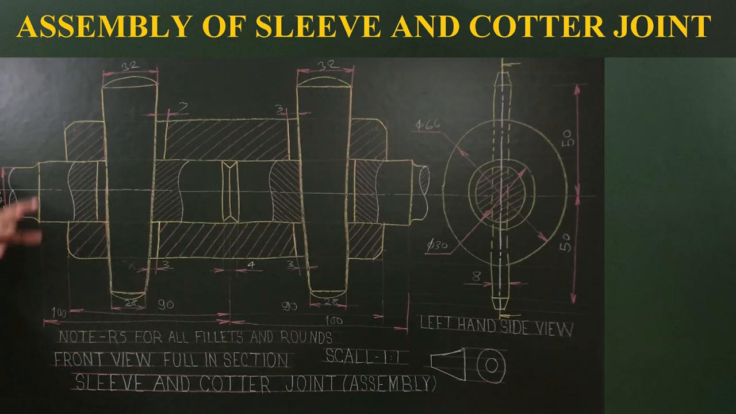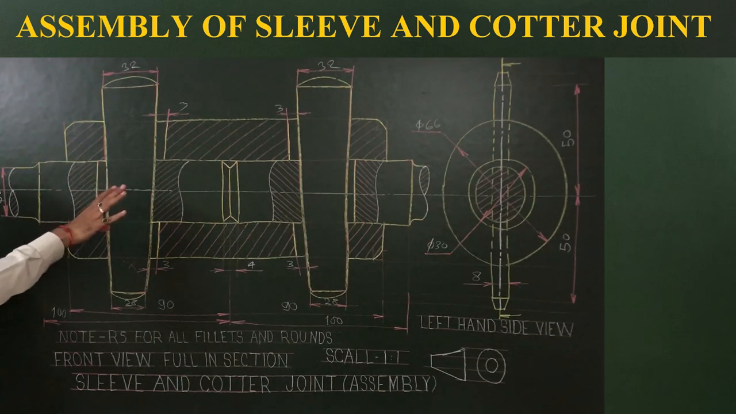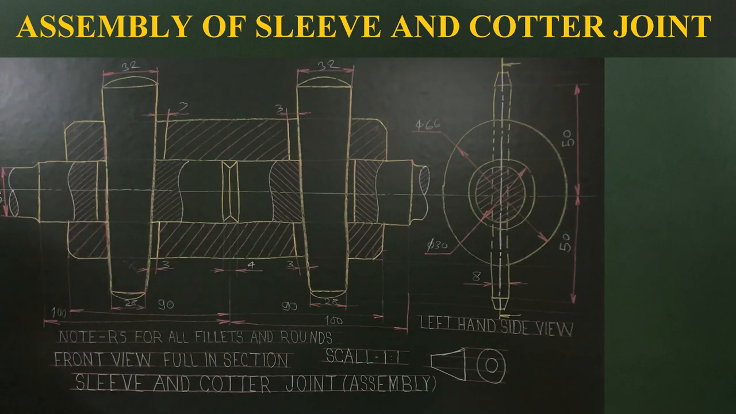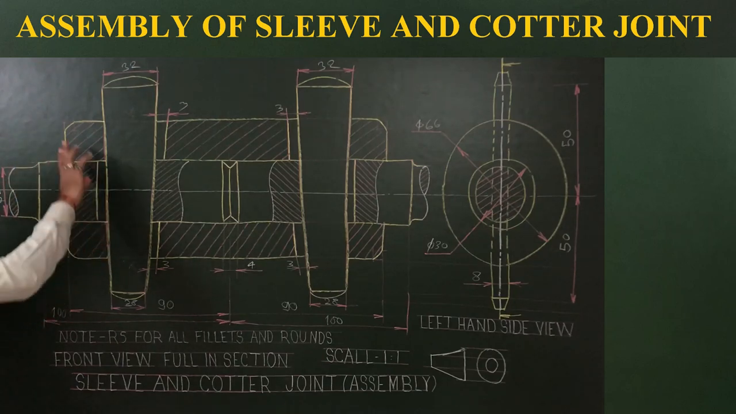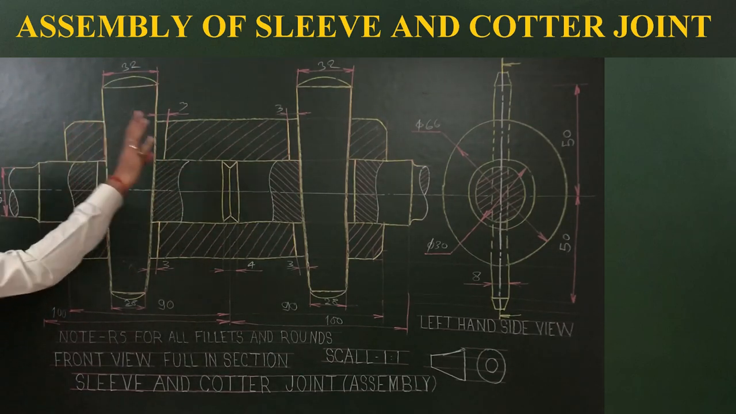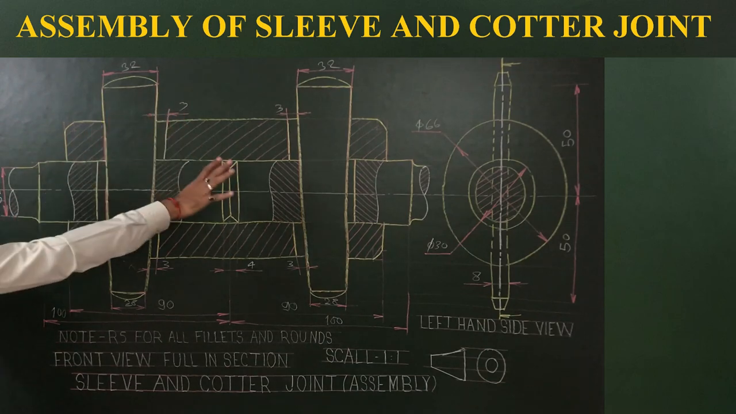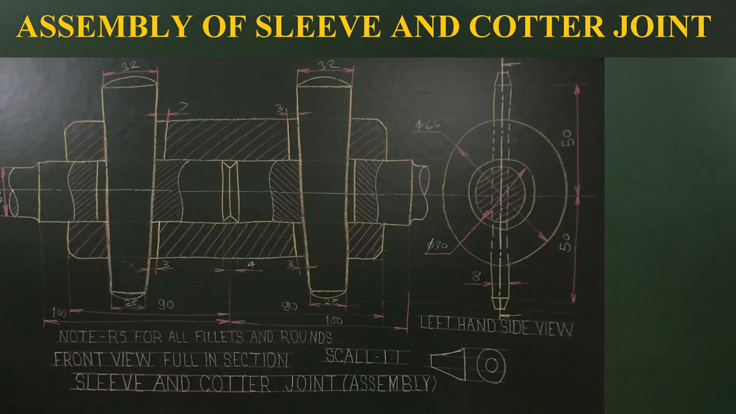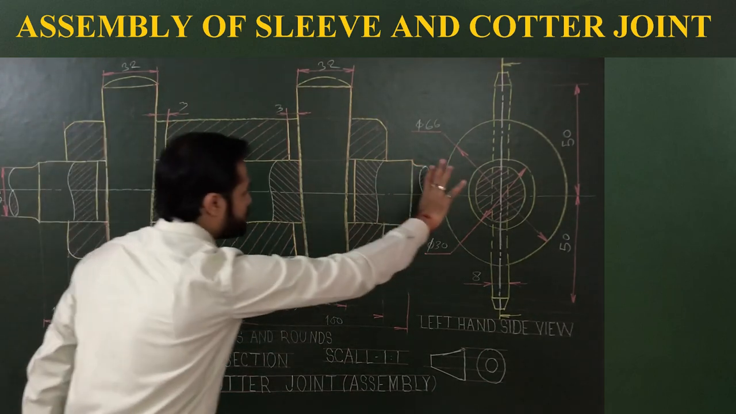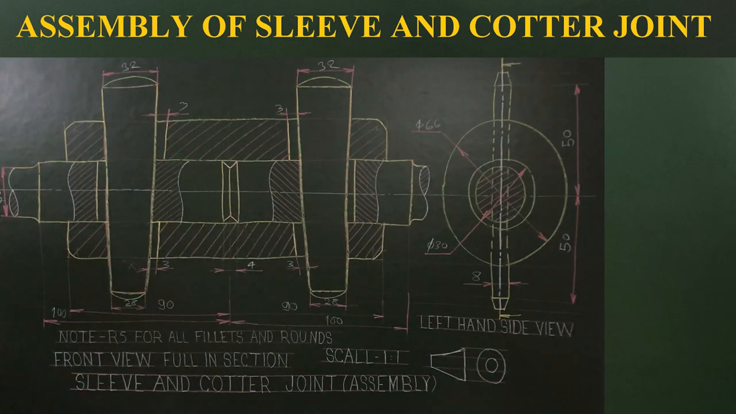From the pictorial view, draw front view full in section, assembled front view full in section for the sleeve and cotter joint. In this problem, I'll request you to please draw front view of the sleeve, then insert rods, then mark ends of cavity, then insert cotter, and then hatch parts of sleeve and rod, and then draw its projected side view. And then do proper naming and dimensioning.